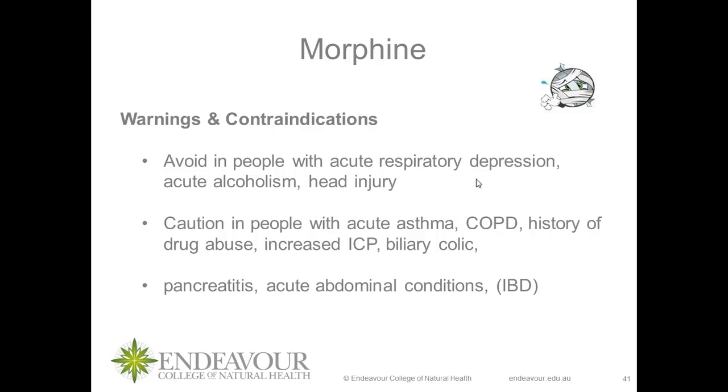Pancreatic disorders. If the person is on morphine, which causes lower gut motility and greater tone, you would also tend to avoid it in people who had acute abdominal conditions. An example given there, inflammatory bowel disorders.